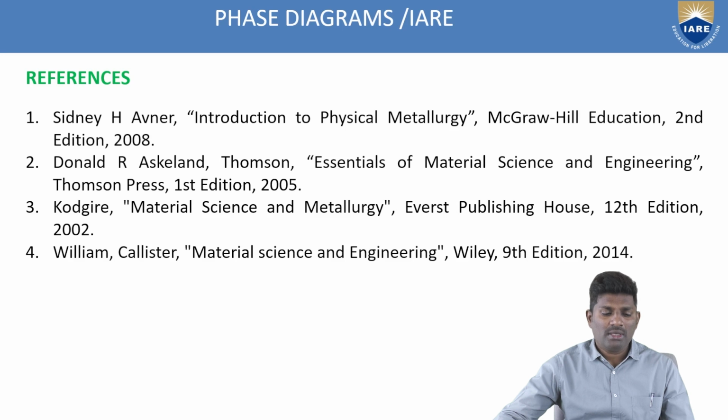If you go to the references, there is Introduction to Physical Metallurgy by Sidney Avner, Essentials of Materials Science and Engineering by Donald Askeland, Material Science and Metallurgy by Kodgire, and Materials Science and Engineering by William Callister. These are some of the references where you can get the information on phase diagrams and their classifications, what information you can infer from these phase diagrams, why it is so important to study them, and how to apply these phase diagrams to real-time applications. All these things can be obtained from these references.